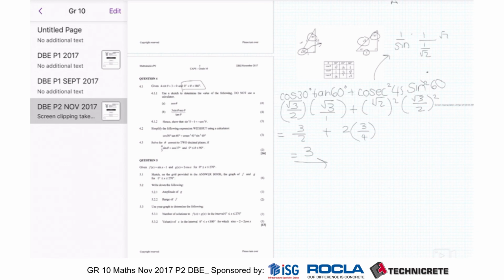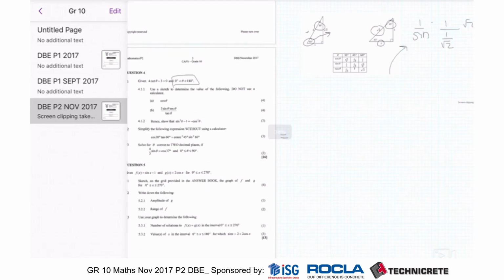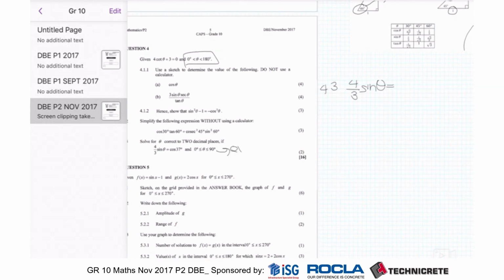Next question is further asking us to analyze. So let's take a look at it. It says, solve for theta correct to 2 decimal places if 4 sine theta is equal to 3 cos 37 and it falls between 0 and 90. So that's telling me it's in quadrant 1. So 4 sine theta is equal to 3 cos 37. I'm solving for theta.